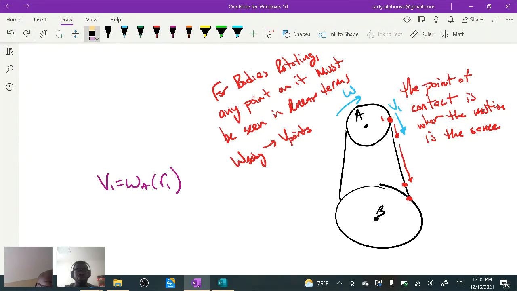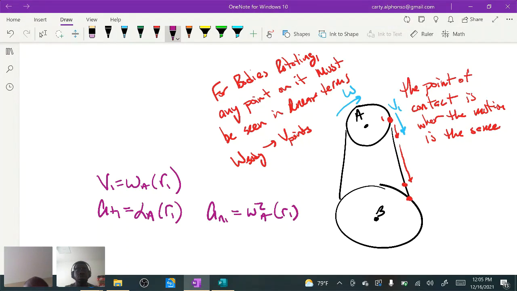And obviously, if you were to draw the acceleration, AT1, tangential of 1, is equal to alpha of the body times R1. And the normal of 1 is going to be W squared of A times R1, like that. You follow me?